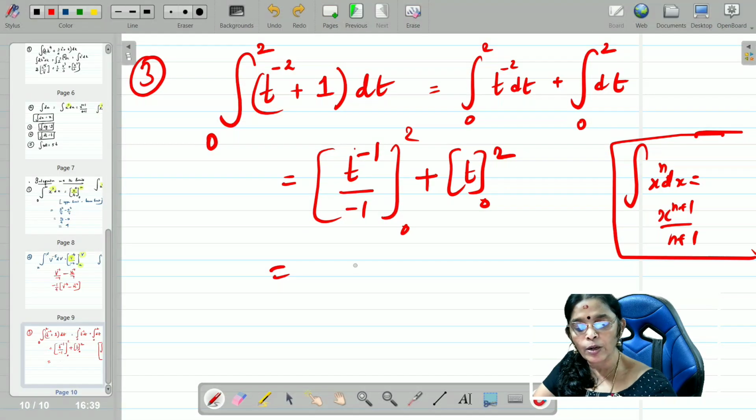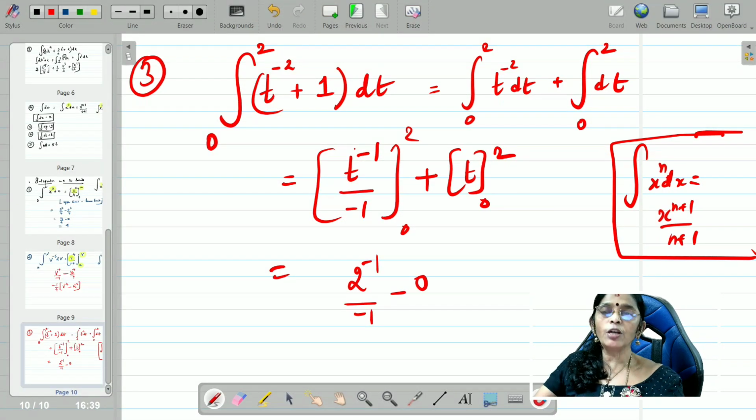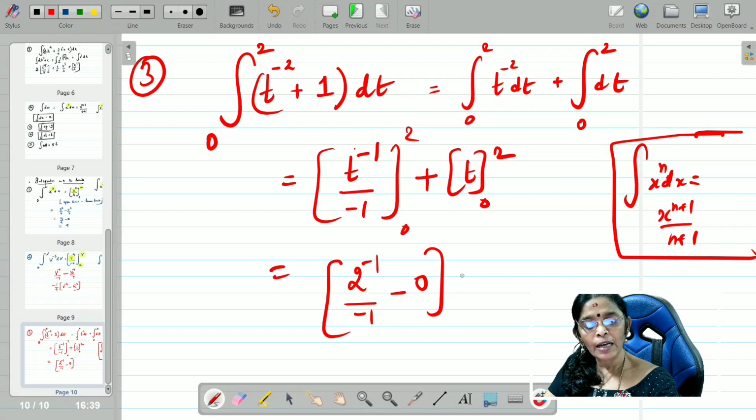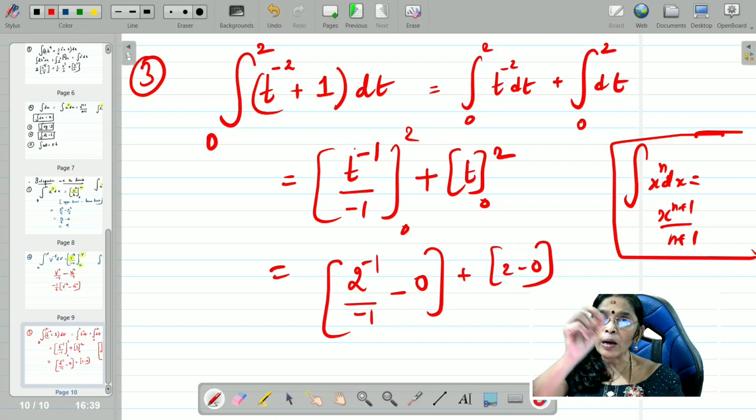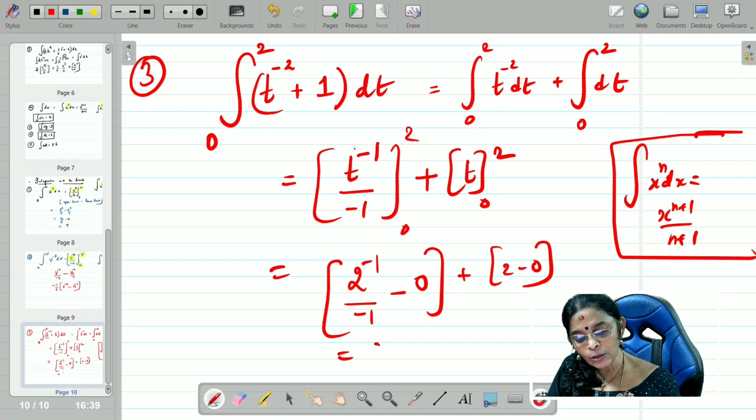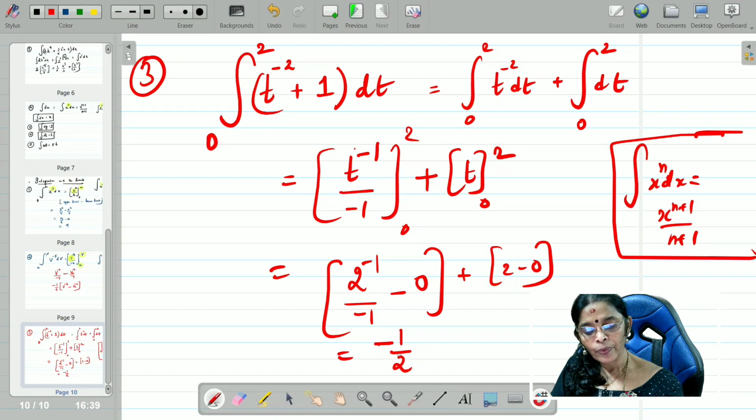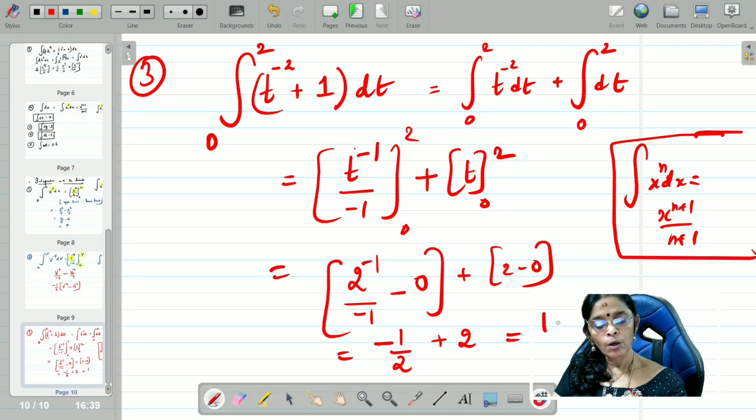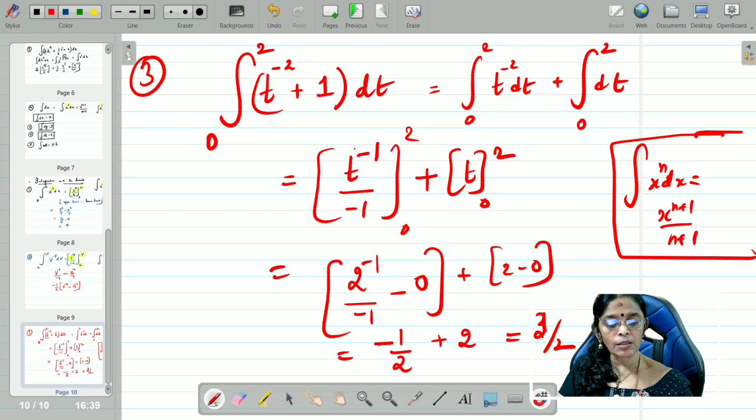When you apply the limits, what do you get? 2 power minus 1 by minus 1 minus 0 power minus 1. I don't want to write just like that, leave it. Plus 2 minus 0. What is 2 power minus 1, children? 1 by 2. So minus is already there: minus 1 by 2, plus 2. That's all. That is equal to 1 and half. 2 minus half is 1 and half. So 1 and half is nothing but 3 by 2. So 3 by 2 is the answer.